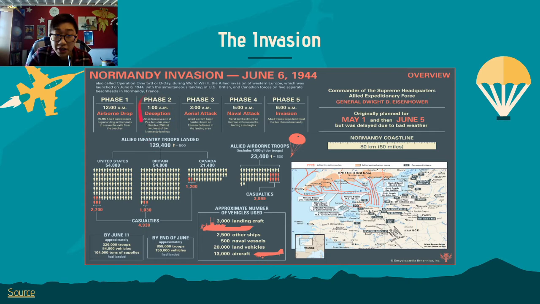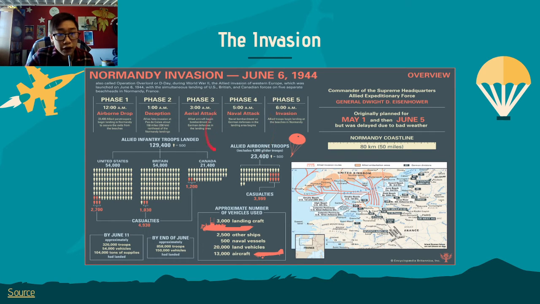Phase 2, we have our deception tactics taking place, making the Germans think we're going to land at Pas-de-Calais, but instead we're landing at Normandy. This happened at 1 a.m. At 3 a.m. is when Phase 3 starts, which is going to be our aerial attack, where we drop in our airborne troops behind enemy lines to secure a passage.